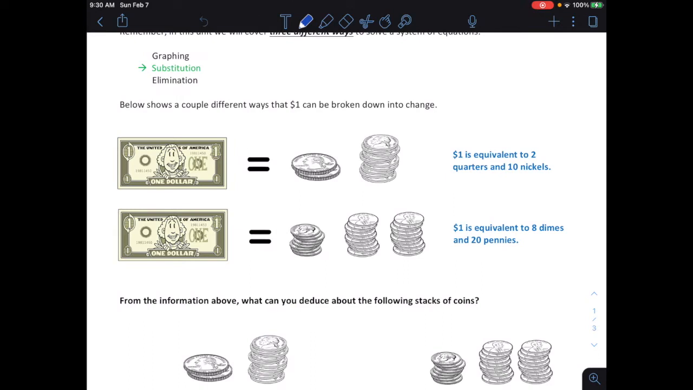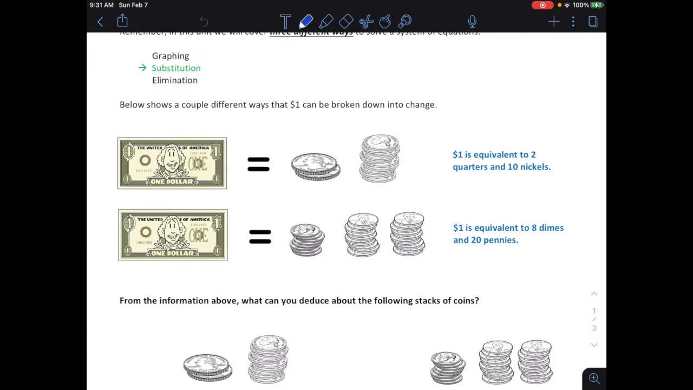So if you look at the first example, there's a $1 bill, and it's equal to 2 quarters and 10 nickels in the first example. And then in the second one, the $1 is broken down into 8 dimes and 20 pennies.